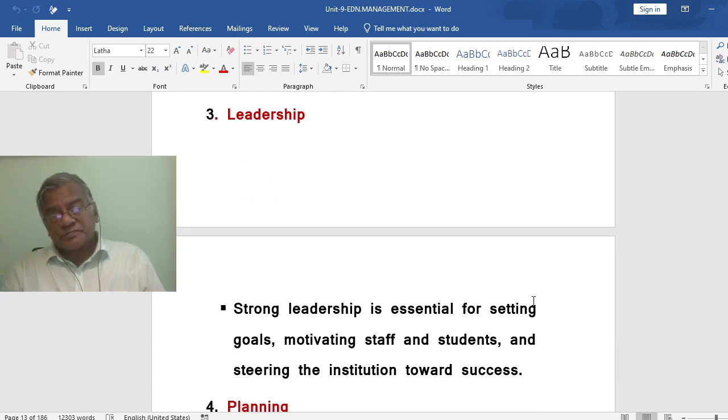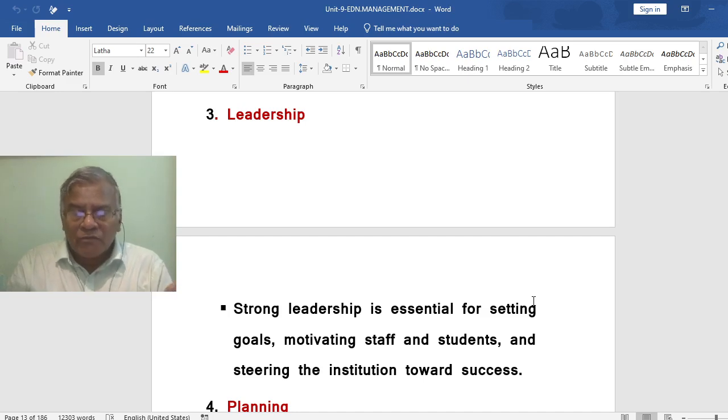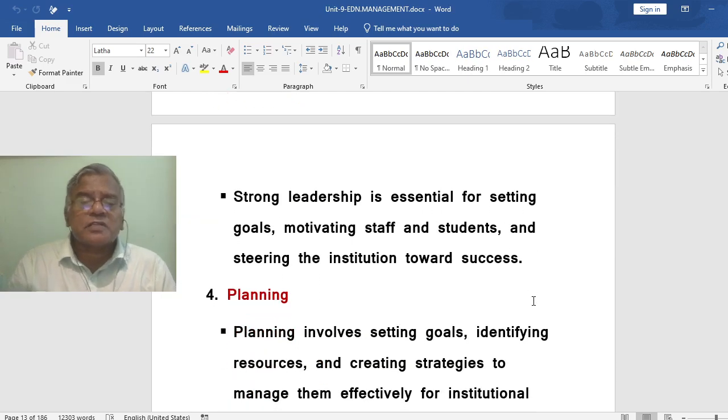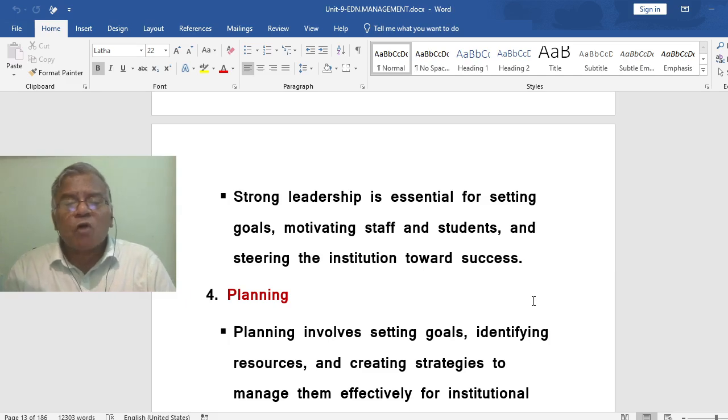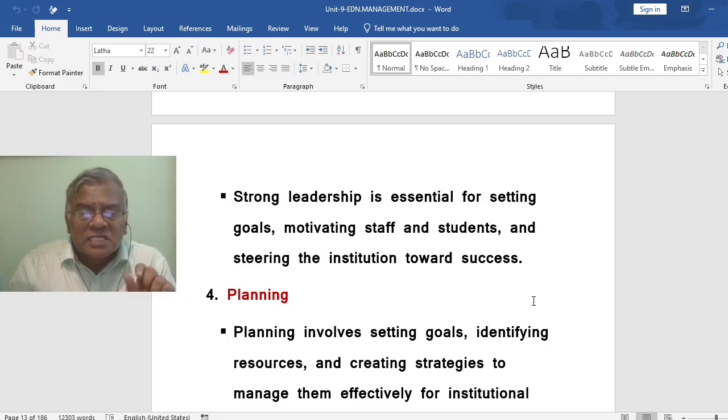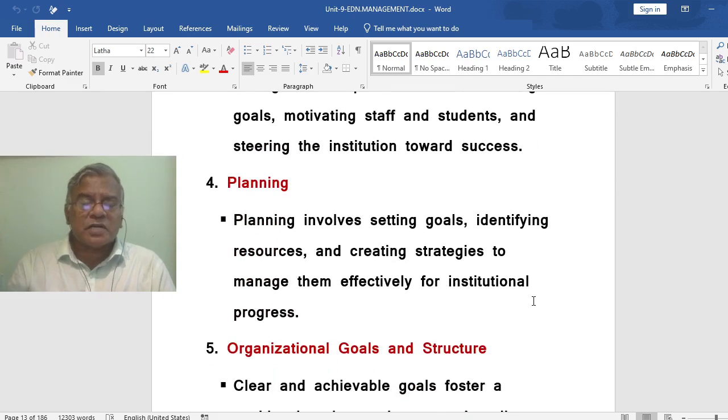Then leadership. In order to build the institution, we should have effective, efficient leadership. Strong leadership is essential for setting goals, motivating staff and students, and steering the institution toward success. In other words, directing the institution towards success. Then planning. Planning is a must for institutional building. Planning involves setting goals, identifying resources, and creating strategies to manage them effectively for institutional progress.